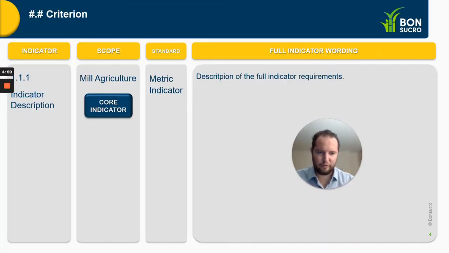Now we will see the structure of the training material. Here in this slide we will have the information from the Bonsucro Production Standard. So outside the criterion, of course, here the indicator and the indicator description, here the scope, whether mill, agriculture, or if it's the whole supply area, here the core indicator, or if we don't have that it is because this is not a core indicator, so to identify it. Now we have the standard and the metric indicator here, and of course in this place you can see the description of the full indicator requirements exactly as it is on the Bonsucro Production Standard.